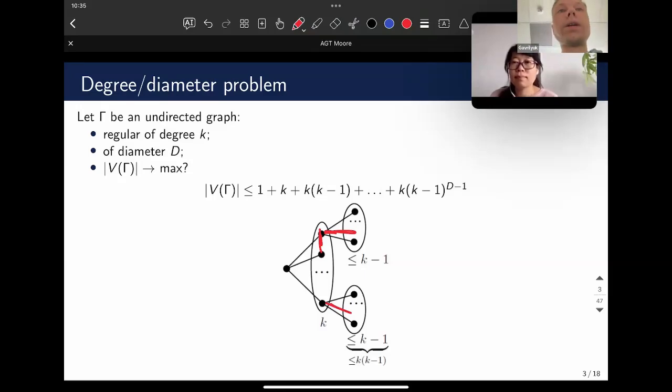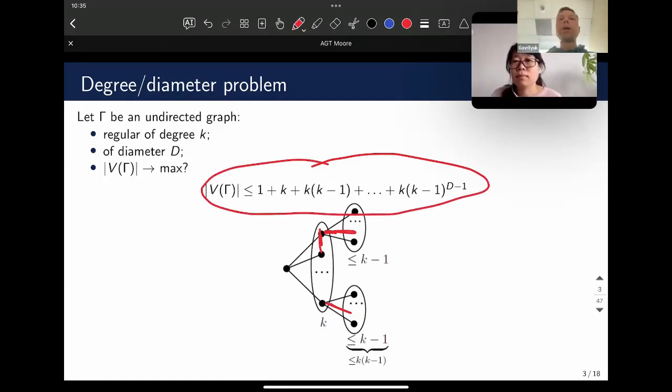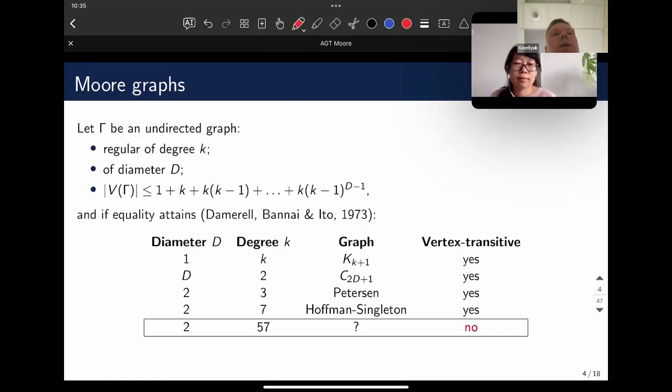Now if we try to estimate the upper bound to count the number of vertices in such a graph, we obtain this formula. At every step, the number of vertices increases by a factor of k minus 1. And then we sum them up, so we get this upper bound for the number of vertices in a graph which is regular of degree k and has diameter d. Now if we have equality in this upper bound, then we have what we call a Moore graph. And in fact, such graphs were classified by Damerell and Bannai and Ito independently in 1973.